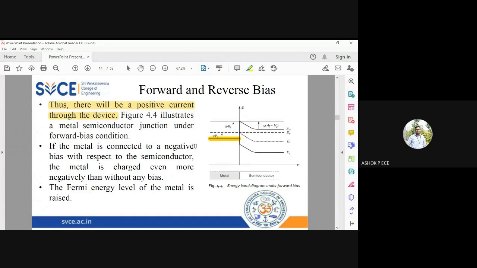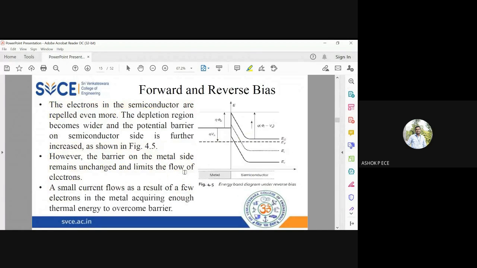So this diagram illustrates the energy band diagram in forward bias. On the metal side, a slight reduction in the Fermi level will happen when you apply a positive bias to the metal side, and there will be a difference between the Fermi levels in metal and semiconductor, giving rise to current. If the metal is connected to the negative bias with respect to the semiconductor, the metal is charged even more negatively than without any bias. The Fermi level of the metal is raised.